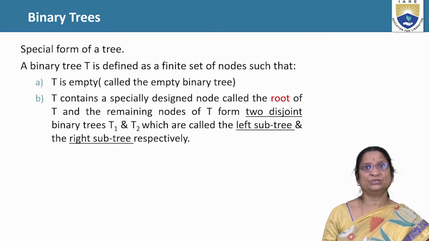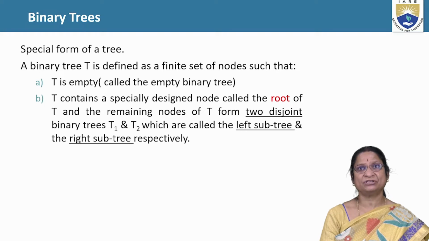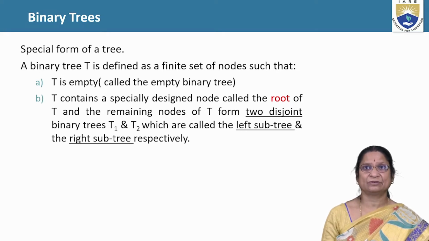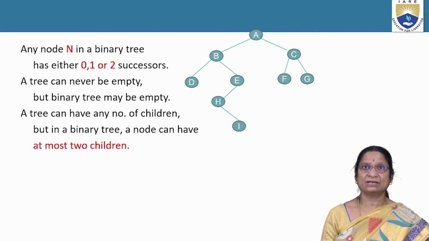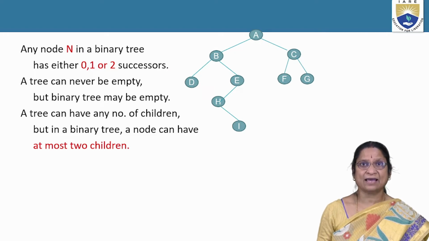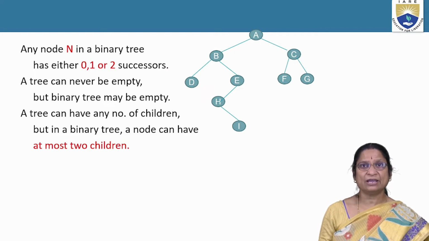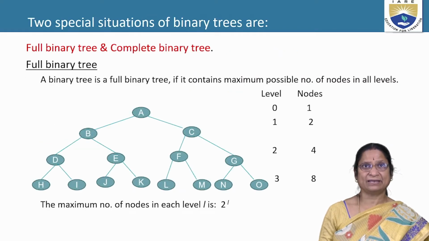Because there are only 2 children, these 2 children are distinguished by using 2 terms: a left child and a right child, or left subtree and right subtree. So this is an example of a binary tree. If you observe, A is having 2 children and B is also having 2 children, but E is having only 1 child, C is having 2 children, and I is having 0 children. So every node will have a maximum of 2 children. That is a binary tree.